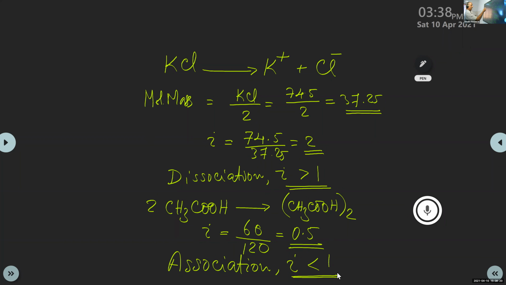Take the case of KCl again. KCl ionizes to K plus and Cl minus ions. So what will be the number of ions produced from one molecule? Total number of ions produced from one molecule. What is it?